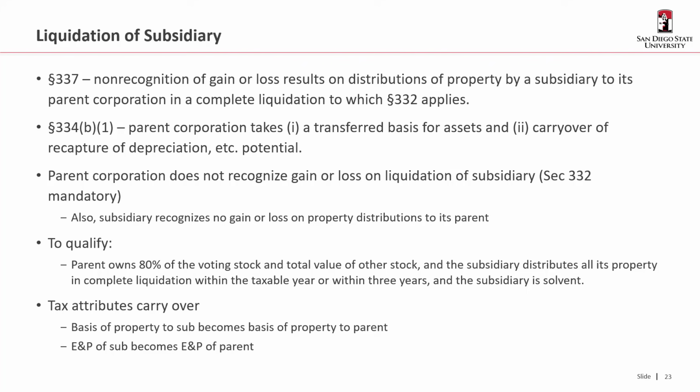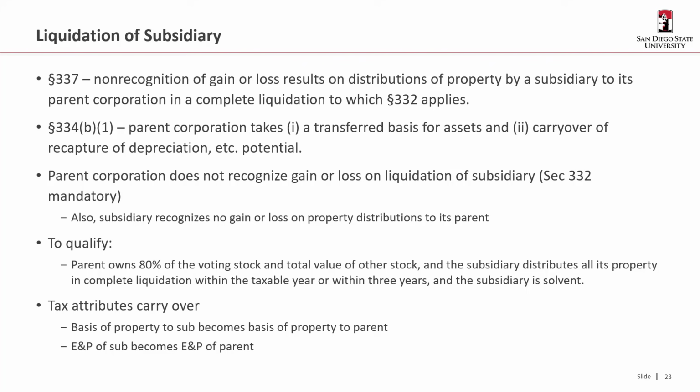334 says the parent corporation takes over the transferred basis for assets and any carryover, recapture of depreciation, etc., potential. So think of it as like this is treated as a non-taxable transaction where it's a little bit like that property has been contributed to the parent. There's no gain or loss recognition. Basis carries over. Parent corporation doesn't recognize gain or loss on the liquidation of the subsidiary. That is, Section 332 is mandatory. Also, the subsidiary recognizes no gain or loss on the property distributions to its parent.